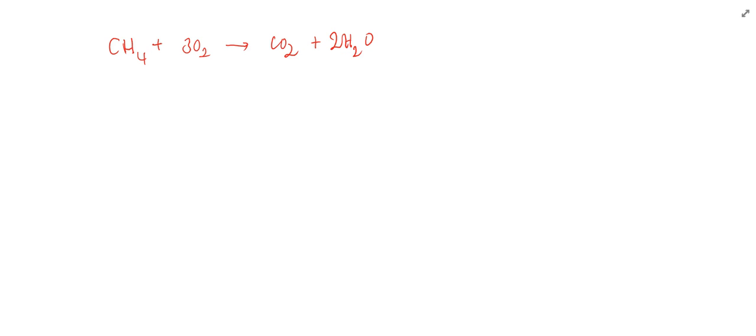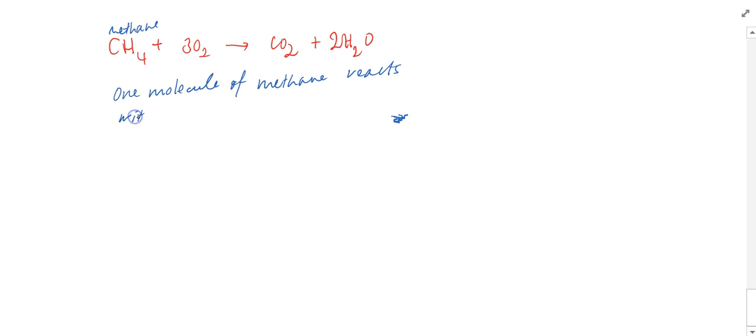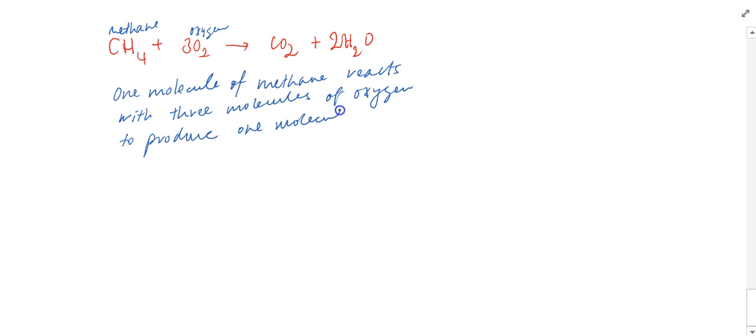All right, so let's have another shot at this. With this reaction here, we established that if we were to turn this into words, it would be 1 molecule of methane. This is methane here. 1 molecule of methane reacts with 3 molecules of oxygen. So this here is oxygen, to produce 1 molecule of carbon dioxide.